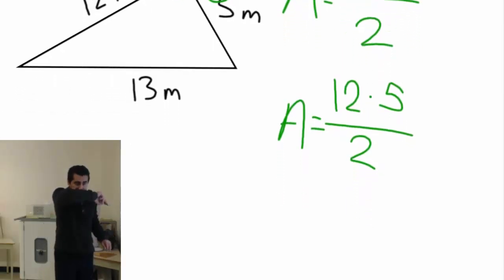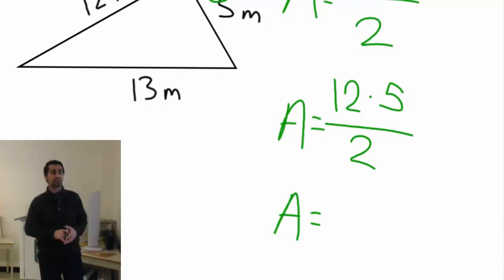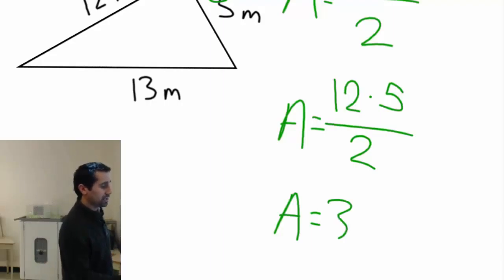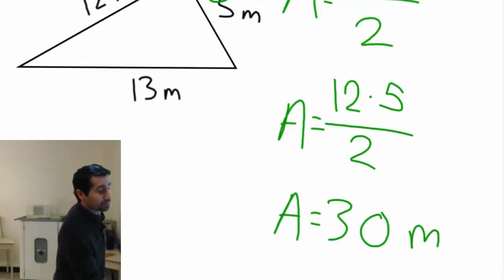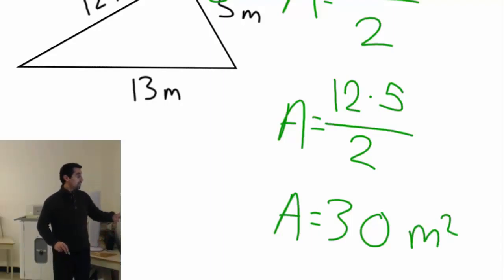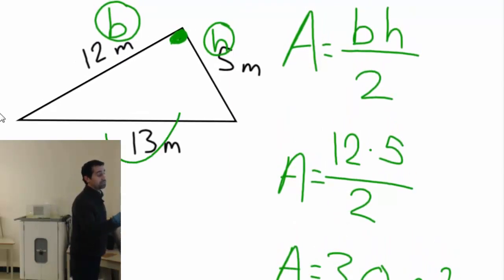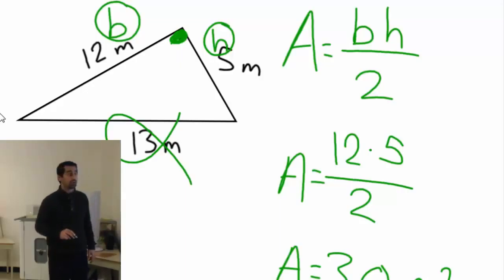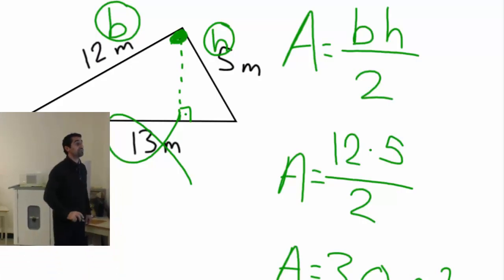Next, the calculation work. Use the calculator, you will find 30. Don't forget the unit, that's meter square. And once again, we did not use 13 here at all because we don't know the height for that base, which is this one with 90 degree, but we don't know that, so that's why we didn't use it.